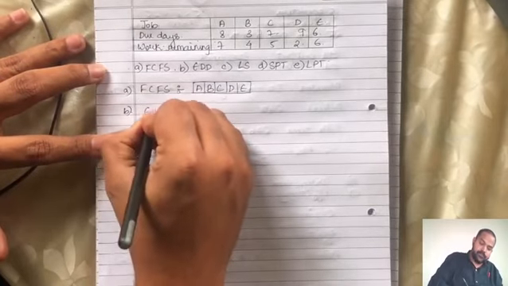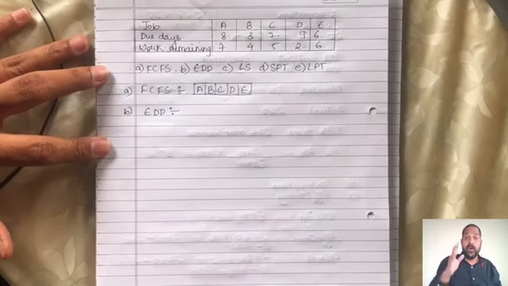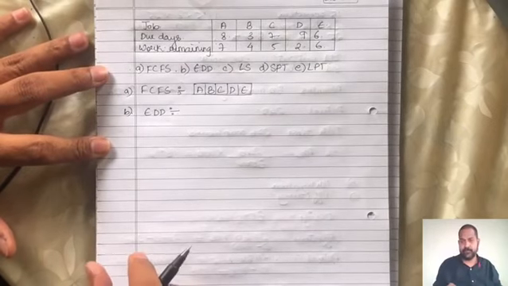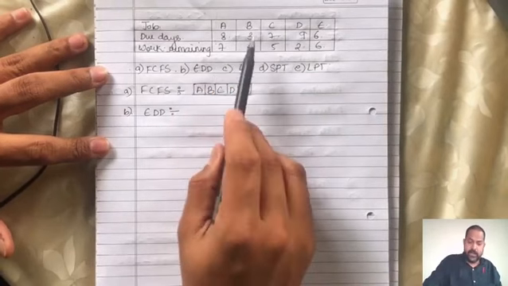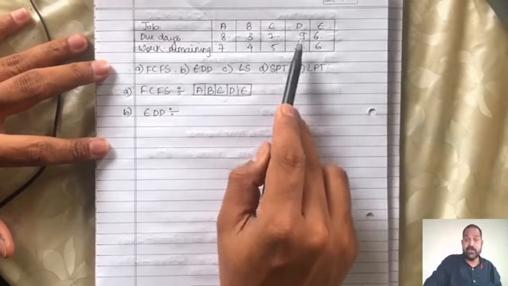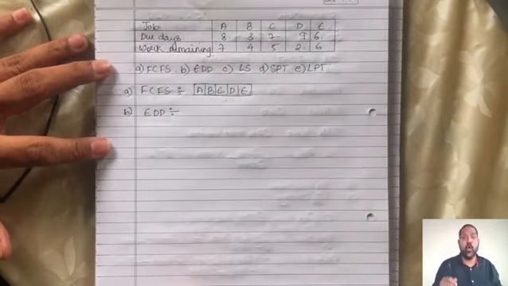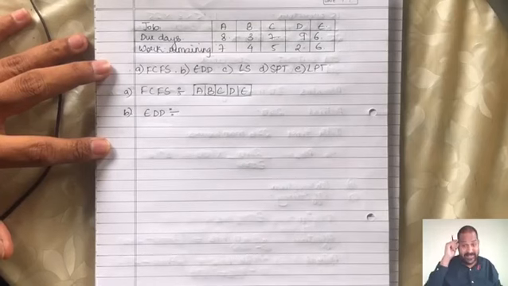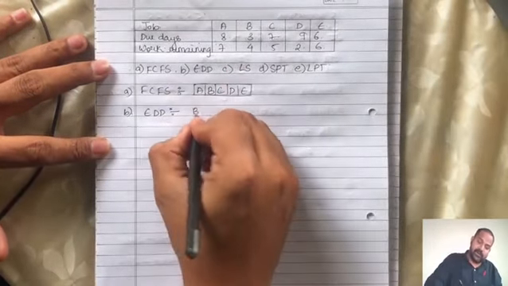Option B is according to EDD. What is EDD? Earliest due date. So, A is due in 8 days, B is due in 3 days, C is due in 7 days, D is due in 9 days, and E is due in 6 days. Whose due date is the earliest? Well, B's due date is the earliest.